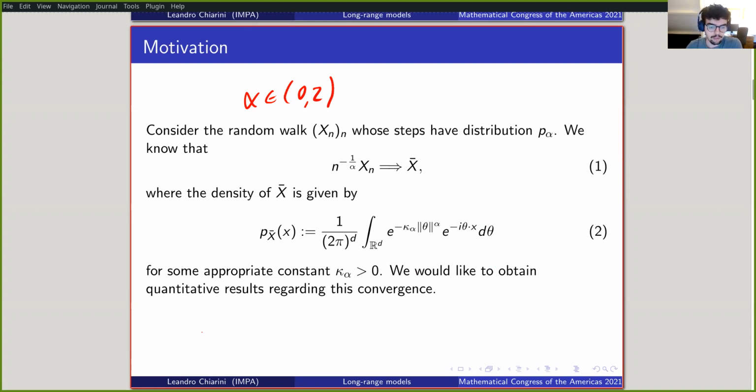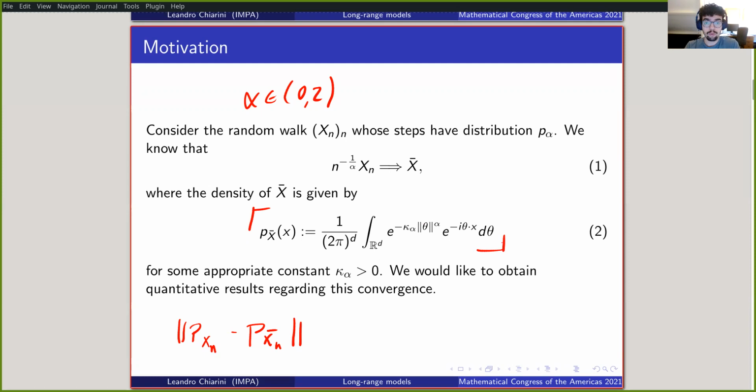And our objective is to understand how good can be my bounds of the difference between the law of X_n and the law of X_n bar, where X_n bar is the random walk for which at each step you don't sample according to P alpha, but instead according to this stable law, right?